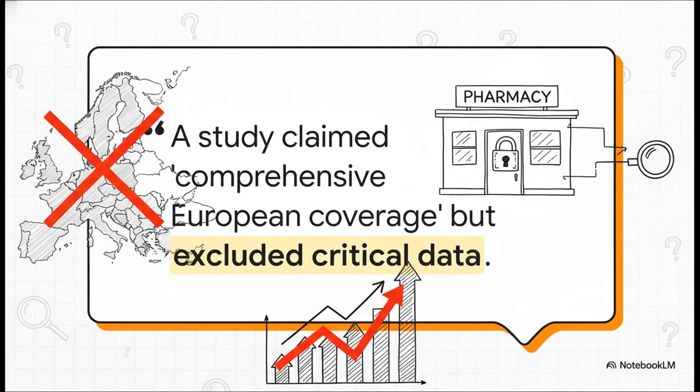And our third red flag is what we call data opacity. Let's say a study claims comprehensive European coverage. Wow, sounds impressive, right? But then you find out it only included 3 countries. And even worse, it was missing data from the specialty pharmacies that dispensed a lot of the drugs being studied. That's not a minor detail. That's a critical flaw that could basically invalidate the whole conclusion.